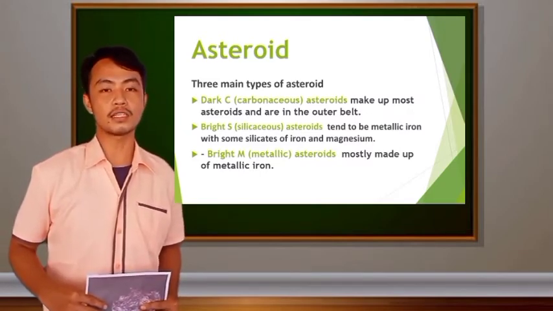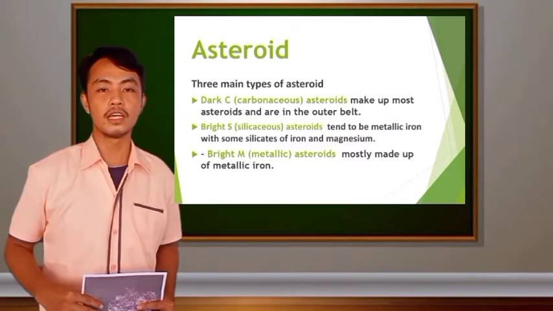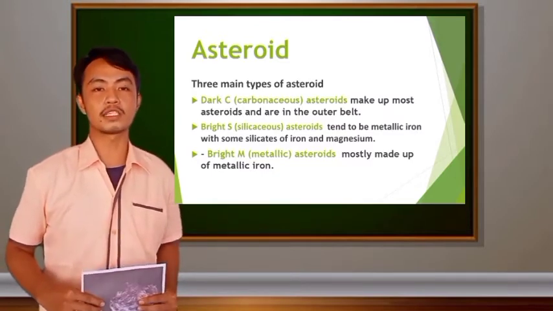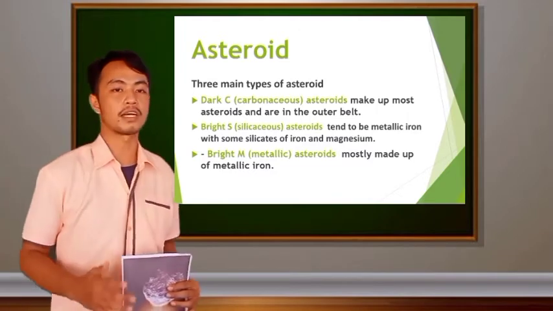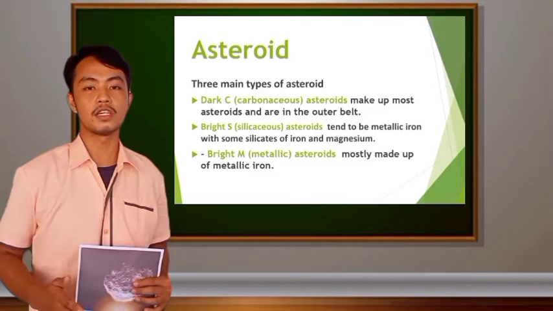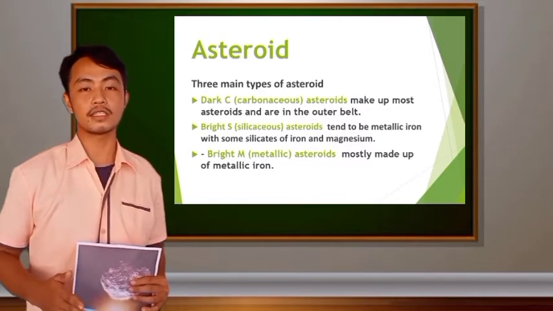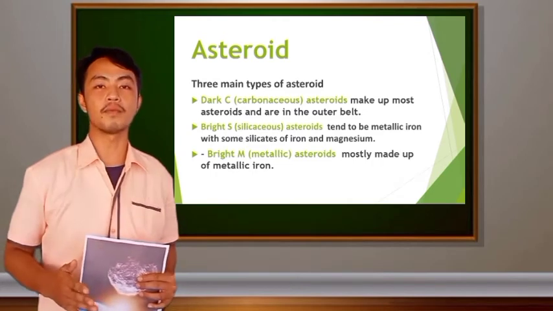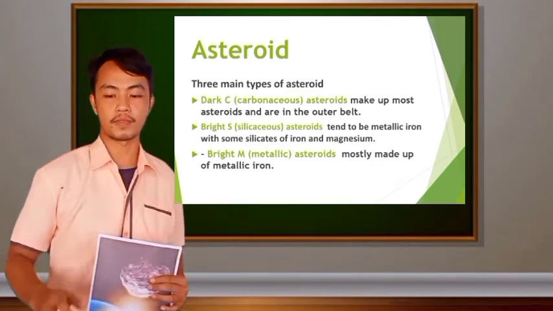Another one is bright S or silicaceous asteroids, which are in the inner belt. They tend to be metallic iron with some silicates of iron and magnesium. Last one is bright M or metallic asteroids. These asteroids sit in the middle of the asteroid belt and are mostly made up of metallic iron.